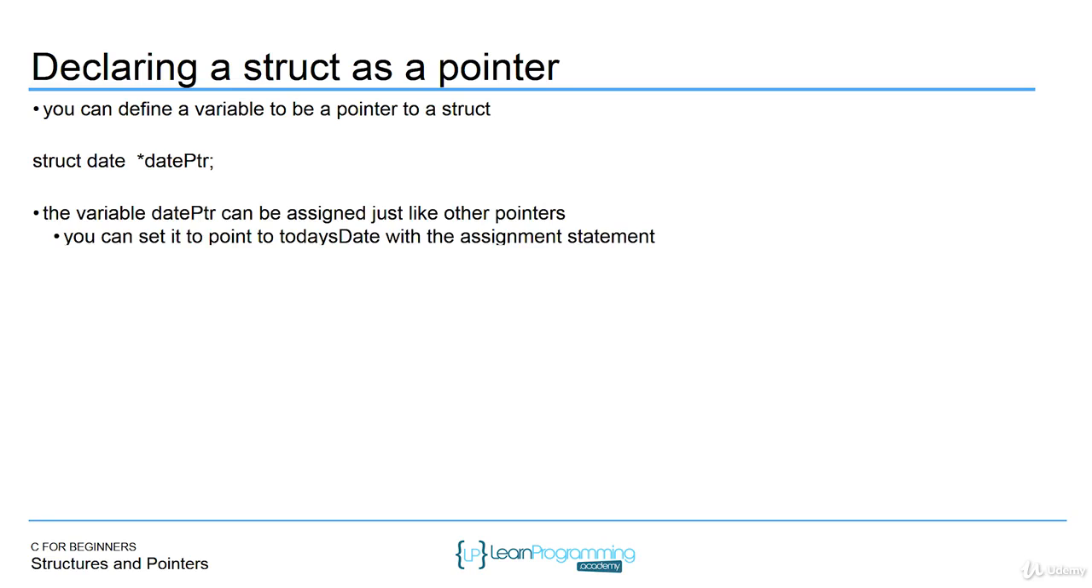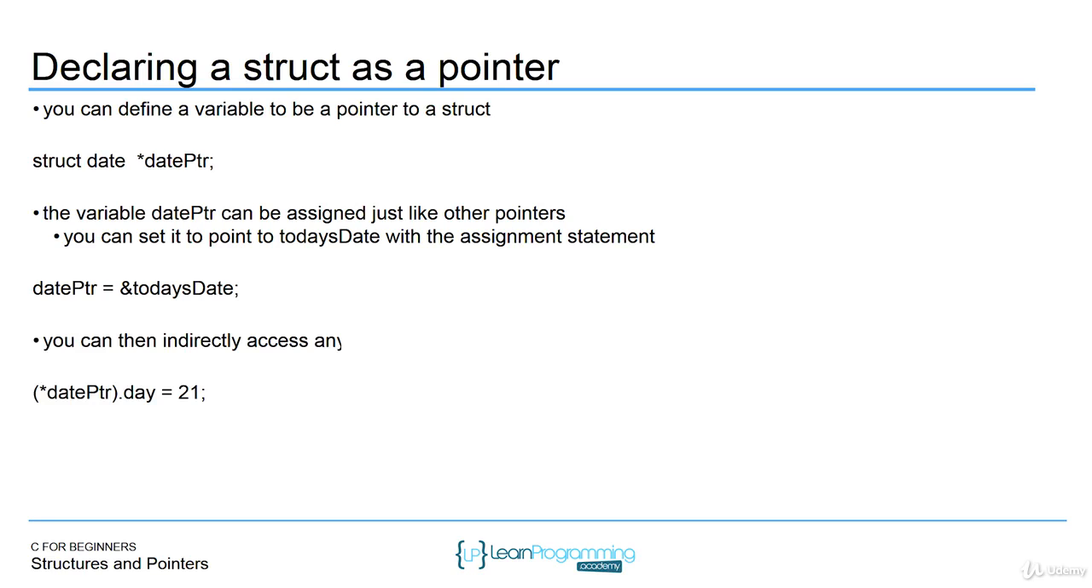So the variable date pointer can be assigned just like other pointers. You can set it to point to today's date with the assignment statement. So if we already had a declaration of today's date, we would just use the ampersand to get the address of it. So we create a normal date struct, and it's today's date. So that would create memory for the three elements. And then we create our pointer, and we just assign it the address of the other date. Pretty straightforward. We've done that with regular data types. It's no different when you do it with structures.